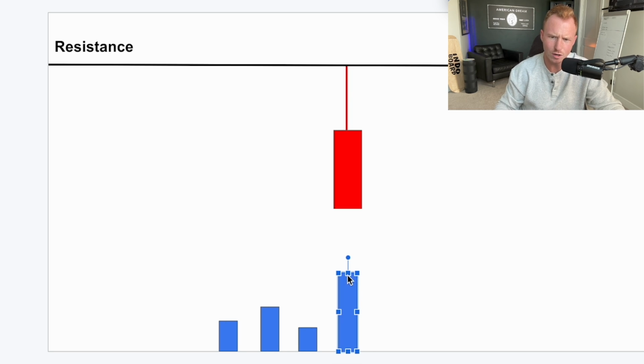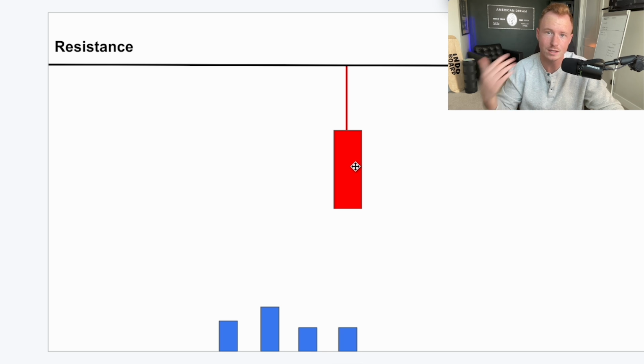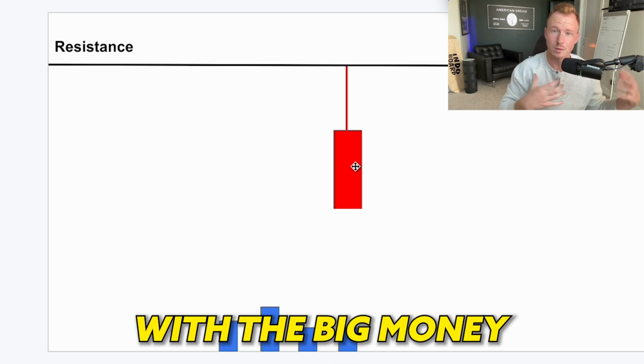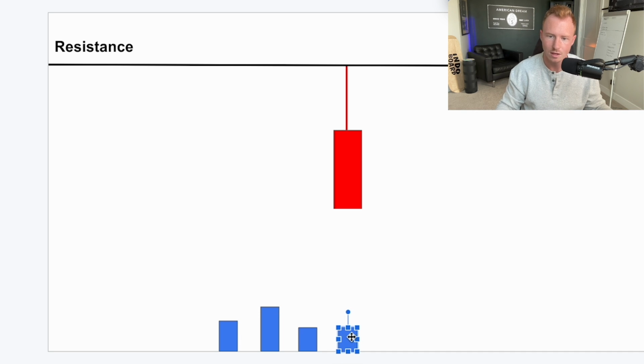Now again, if this volume was super low, let's say it was way down here, all that tells us is sellers own this candle for 1 minute. It doesn't tell me that big sellers stepped in. And again, I don't want to trade with the retail. I want to trade with the big money. I want to get in right after them. So I must see this elevated volume for me to put emphasis on this reversal candle.